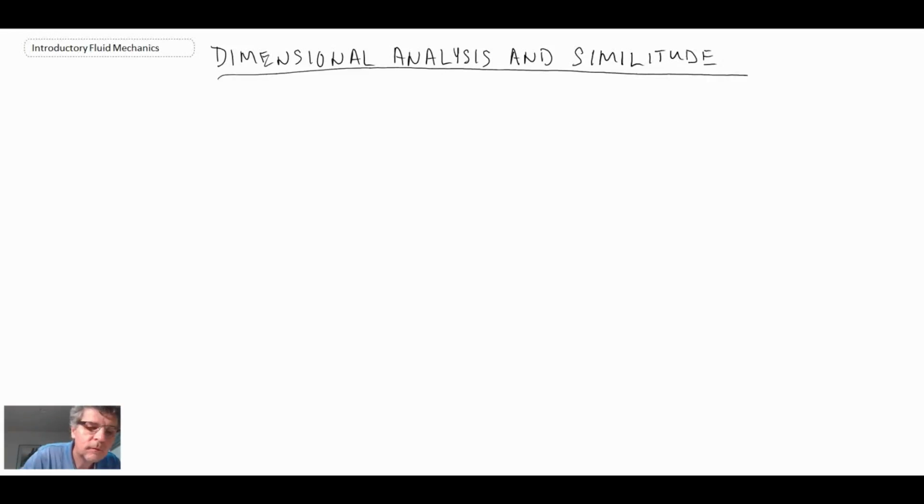We're now going to move into the third method of doing analysis in fluid mechanics. And in order to begin this, we're going to take a look at the topic of dimensional analysis and similitude. If you recall from earlier lectures, what we've looked at thus far is control volume analysis, or integral analysis.